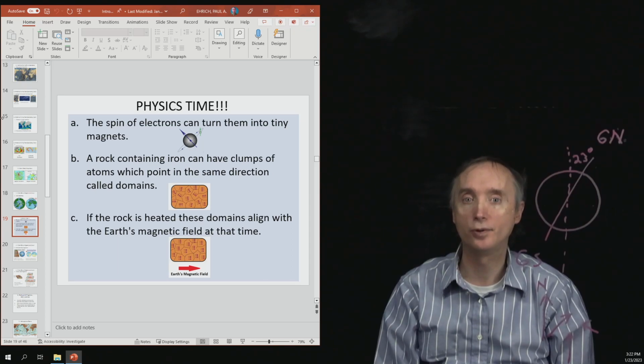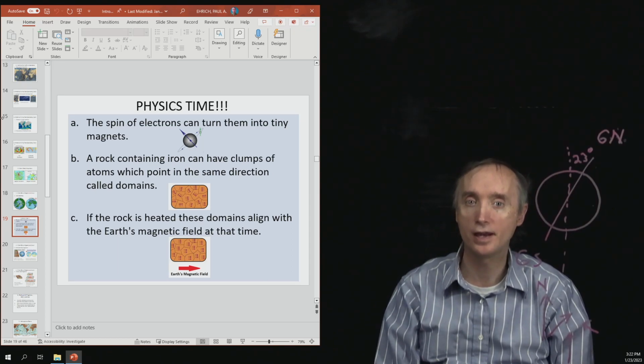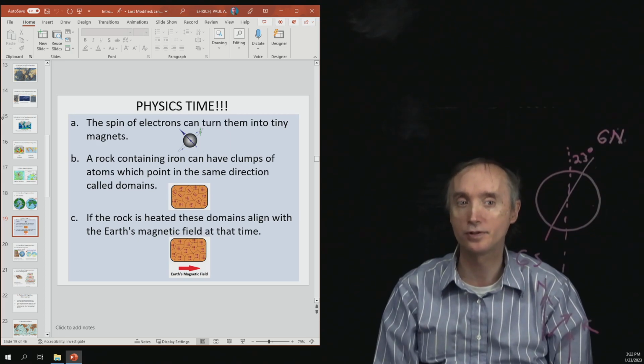Okay, let's take a break, and when we come back, we're going to talk about how the magnetic field gets trapped in a rock.